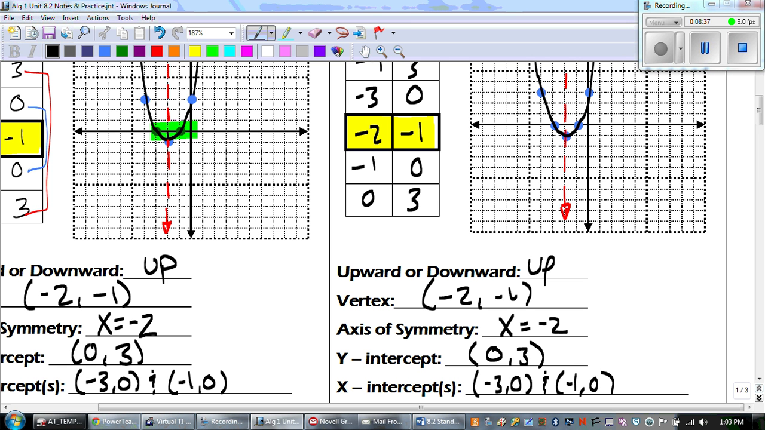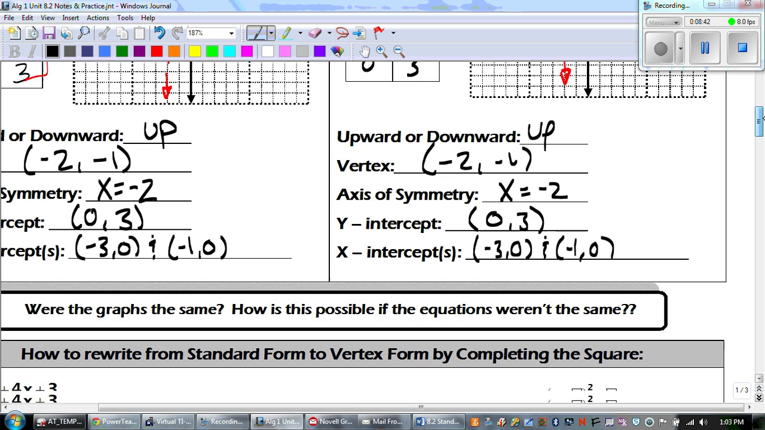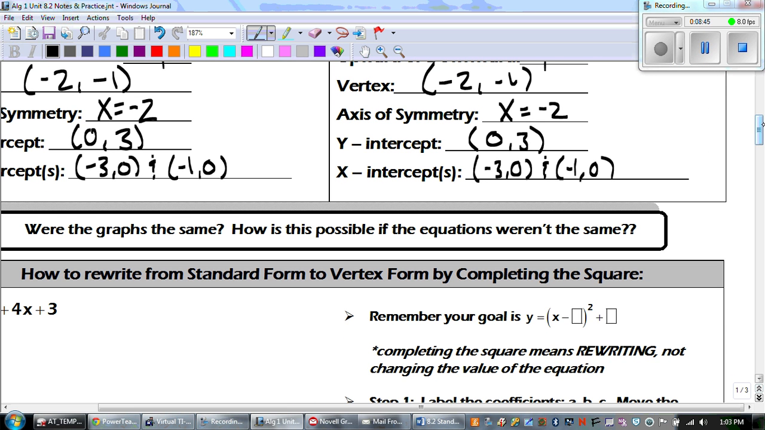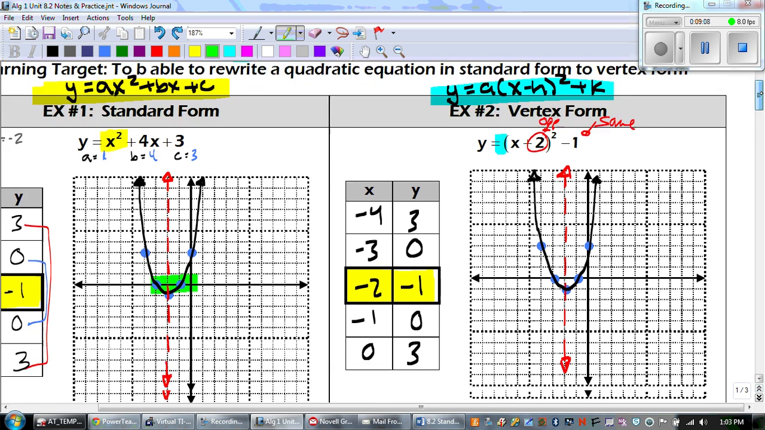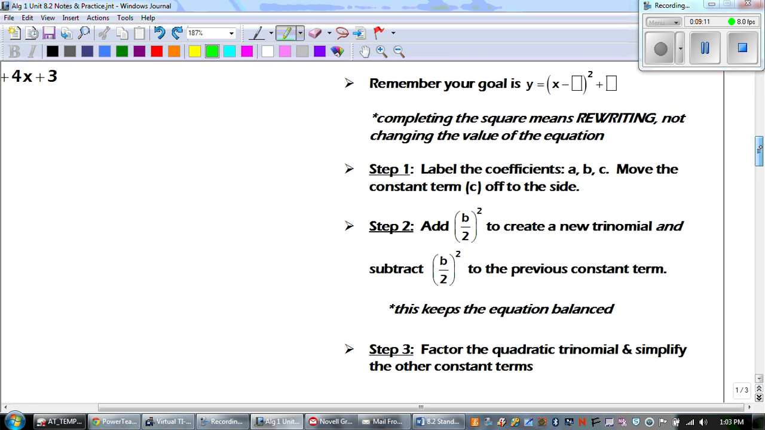Okay, so the question is, if the graphs were the same, how is that possible if the equations didn't look the same? The other day, I went from here and I showed you how to get there. What we're learning today is how to look at this equation and how to put it in vertex form. So that's what this is all about today.